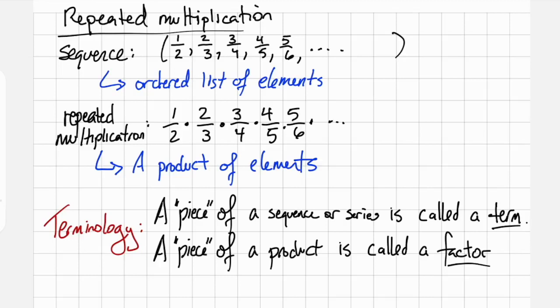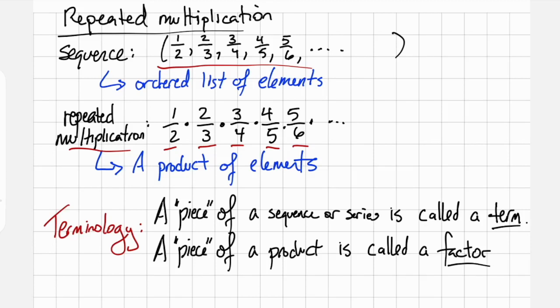Hi, welcome back. Now that we're all pros with series, let's talk about another way in which you can take the elements of a sequence and combine them. That's the idea of repeated multiplication, where we take the elements in a sequence and we multiply them one after the other after the other.